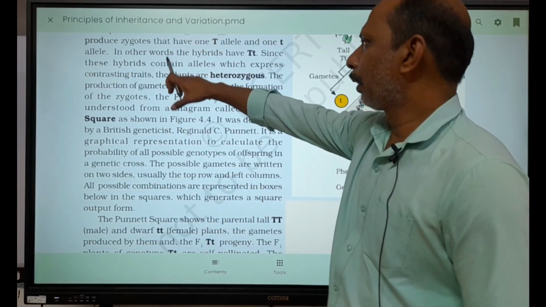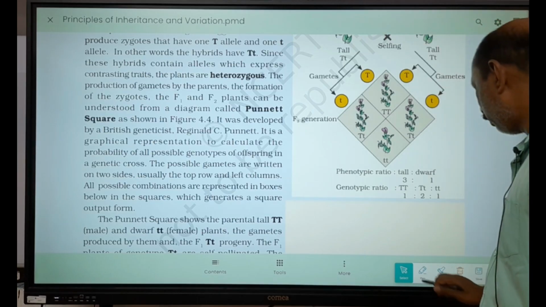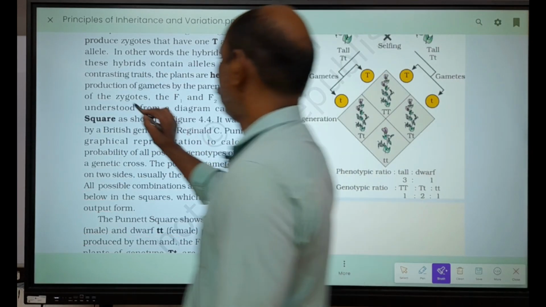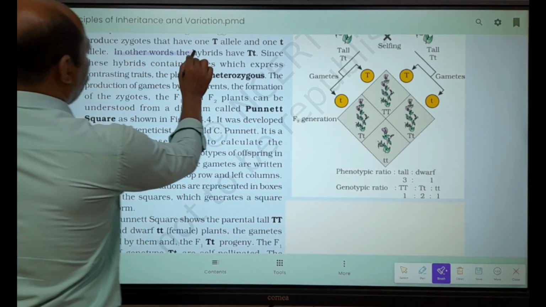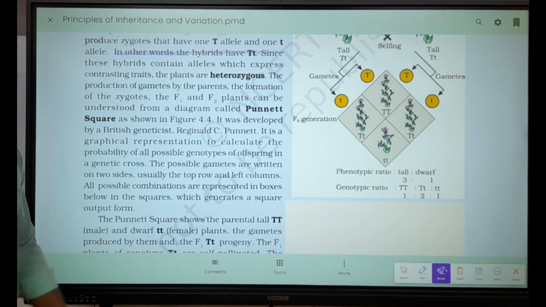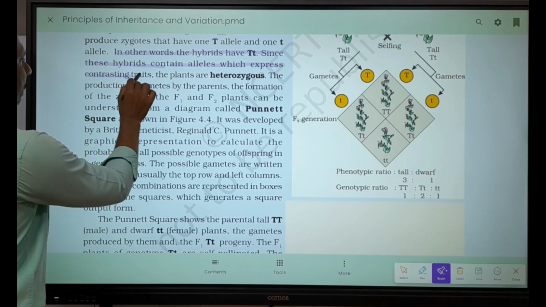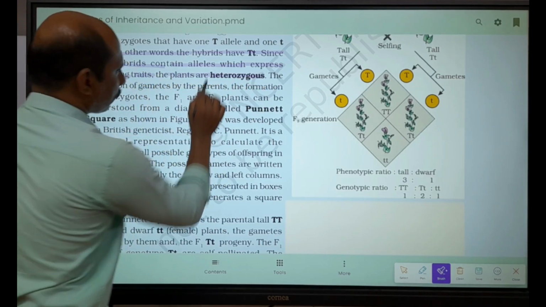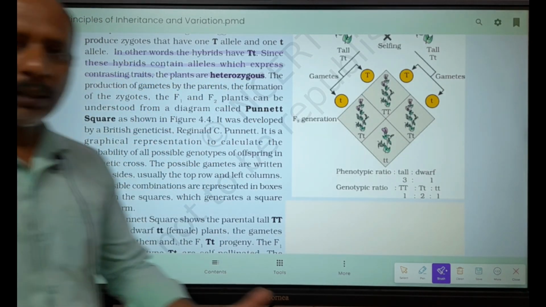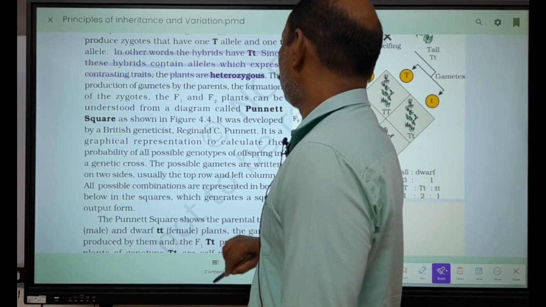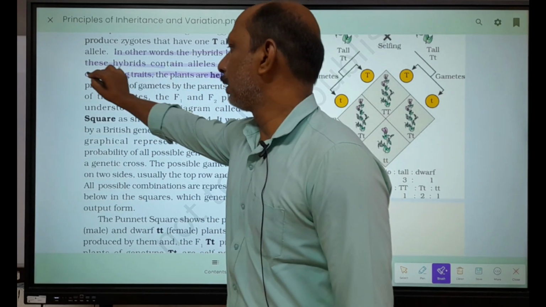In other words, the hybrid has T, small t. That's why it is called a hybrid. Since this hybrid contains alleles which express contrasting traits, the plants are heterozygous. T, small t, both traits are present in the same zygote. This is called heterozygous, where two different types of alleles are present.